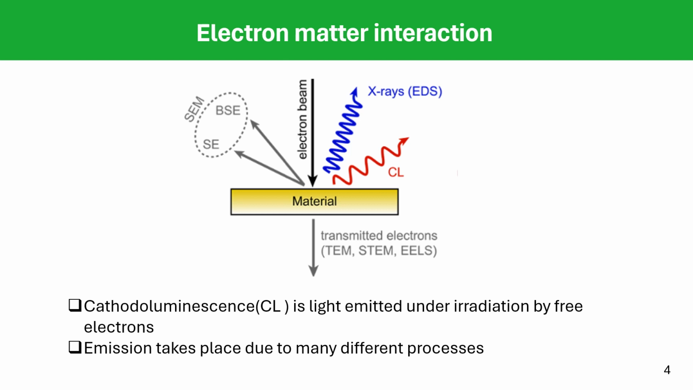So CL is actually just light emitted under irradiation by free electrons. It is not one thing. The emission takes place due to many different processes. So CL is a sort of umbrella term for all the processes which result in the generation of light.